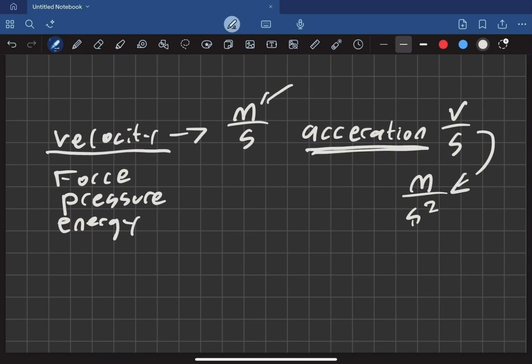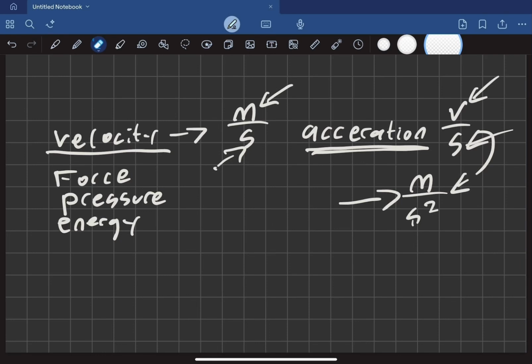So these are two big ones to know. Velocity is a change in position over a change in time, and acceleration is going to be a change in velocity over a change in time. And then in SI terms, it would be meters per second squared.